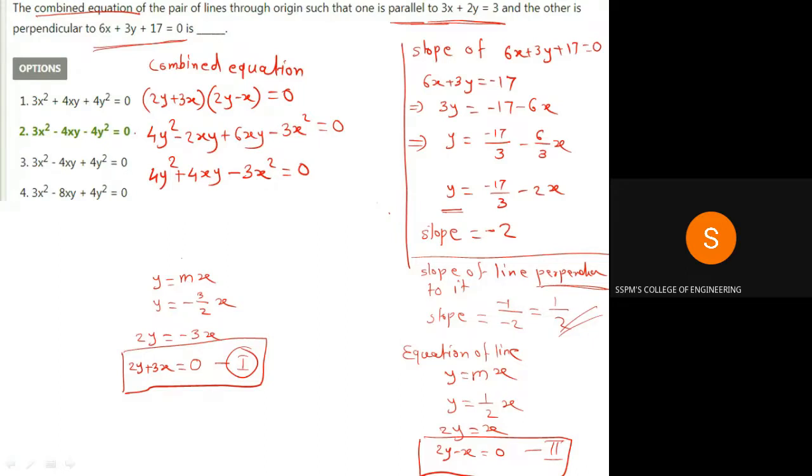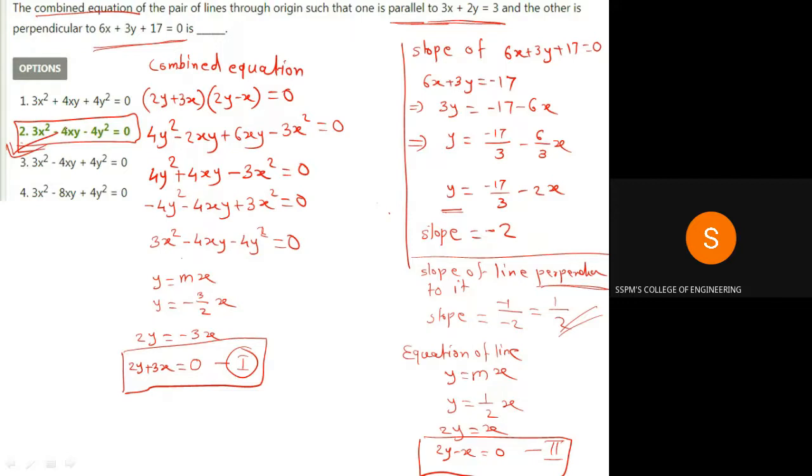Let us check if the equation is in the options or not. Suppose we multiply this whole equation by minus 1, or we take all these terms to the right hand side. 4y square becomes minus 4y square, plus 4xy becomes minus 4xy, and minus 3x square becomes plus 3x square is equal to 0. Now if you rearrange this, it becomes 3x square minus 4xy minus 4y square is equal to 0. So this is the correct option, the second one.